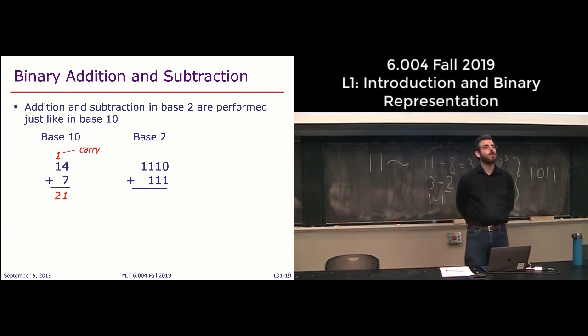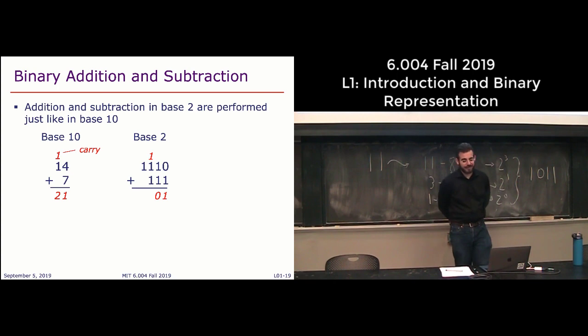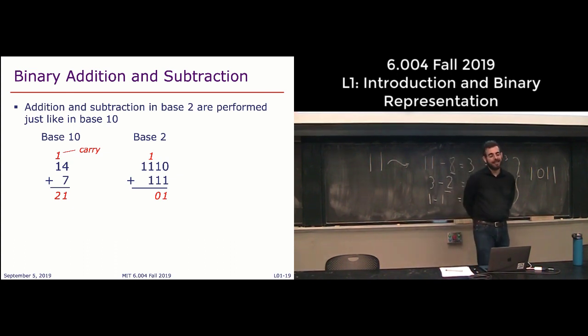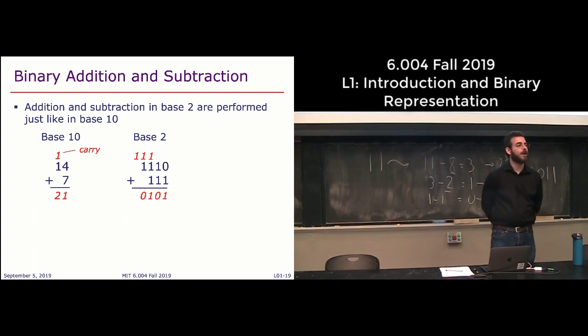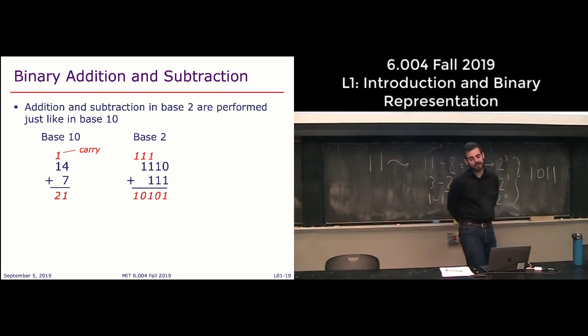What is 0 plus 1? 1. What is 1 plus 1? It's 2, but that's 1, 0. And so we put a 0 and we carry 1. What is 1 plus 1 plus 1? It's 1, 1. So we take 1 and carry out 1, and then we have 1, 0.